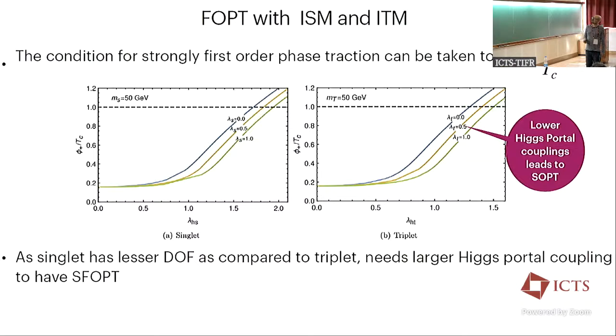And let's look at the region for phi_c over T_c greater than 1, which corresponds to the region above this dashed line, where we expect the first order phase transition. On the x-axis, you have the portal coupling, so here is lambda HS, and here you have lambda HT. Now here we vary a different self coupling, and the bare mass is chosen to be 50 GeV.